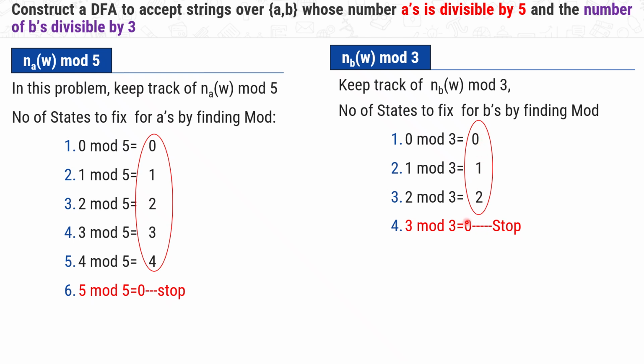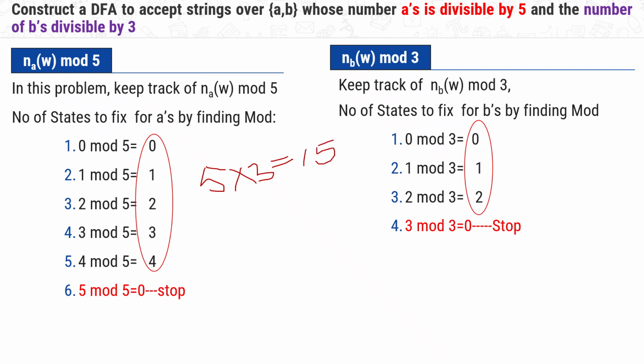Now here comes the interesting part. We need to combine both conditions. How do you do that? We take the Cartesian product of the two sets, set 1 and set 2 of remainders. That means you have 5 states in this, and then 3 states in that. We'll get 15 state pairs.